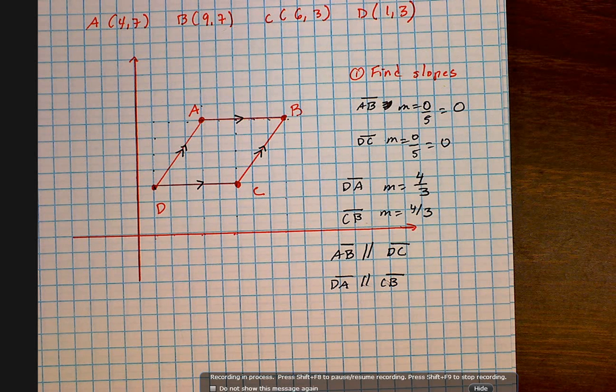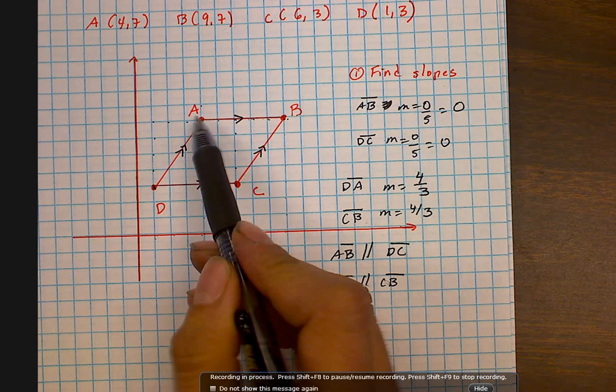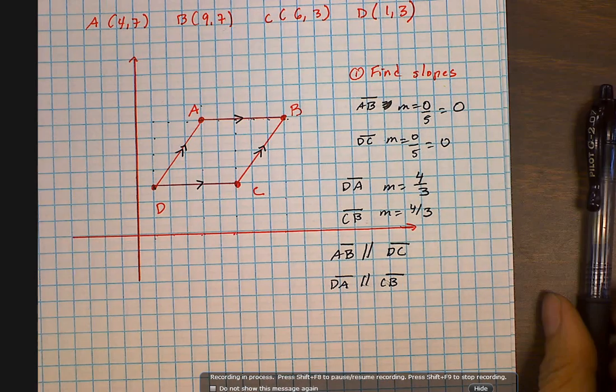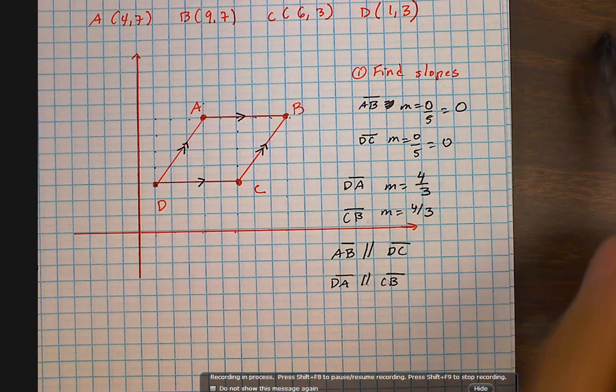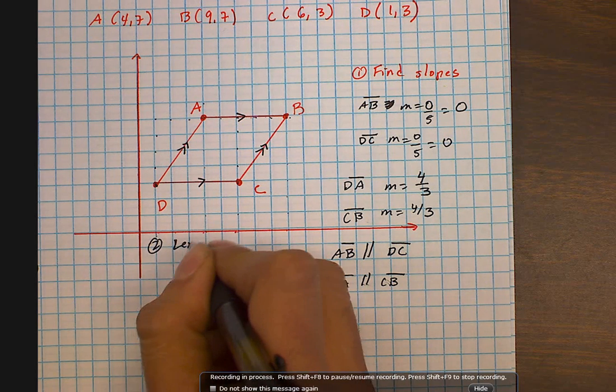So another thing that we can do is we can find the length of each side. And as you know, in a rhombus, all the sides must be equal, right? So we need to apply either the Pythagorean theorem or the distance formula. So I'm just going to use the Pythagorean theorem. So number 2 is find length of each side.